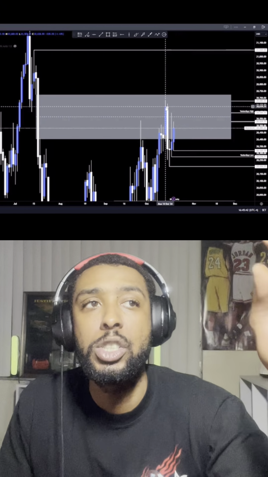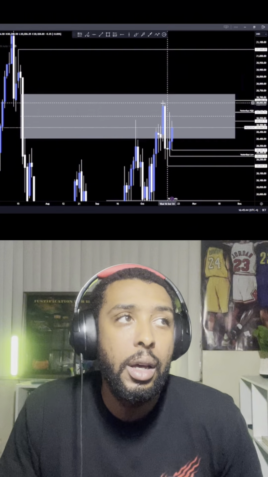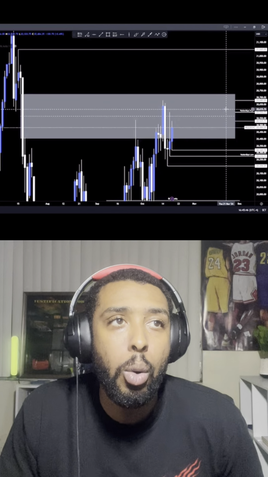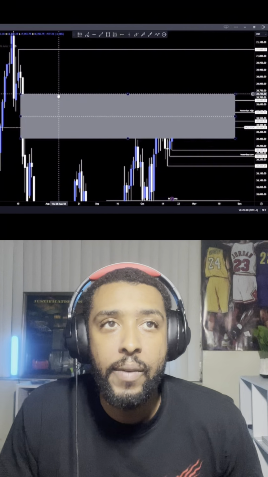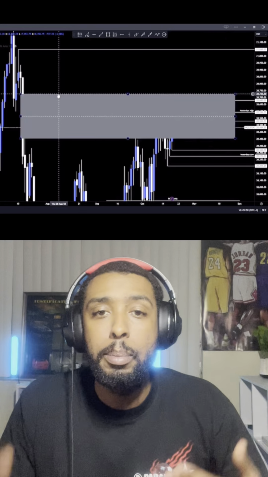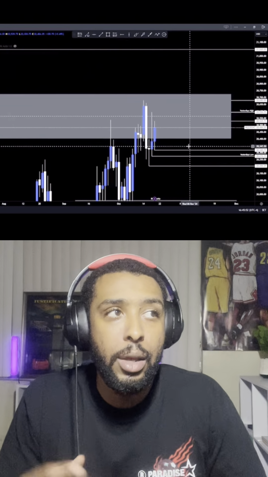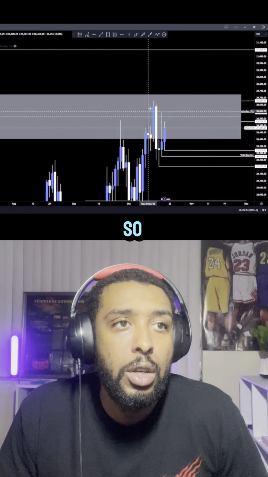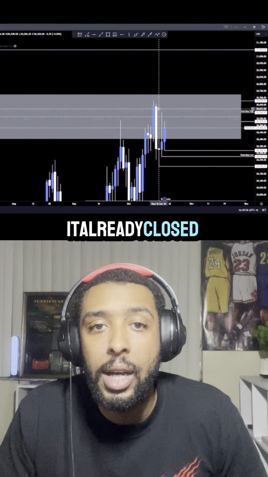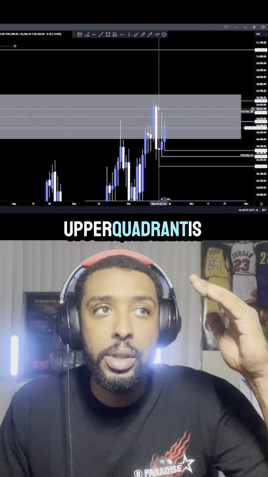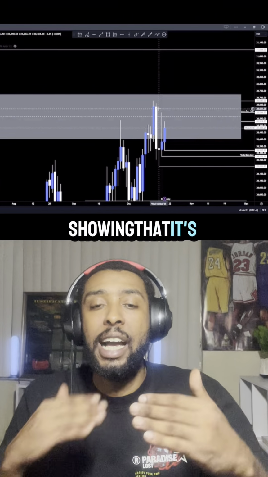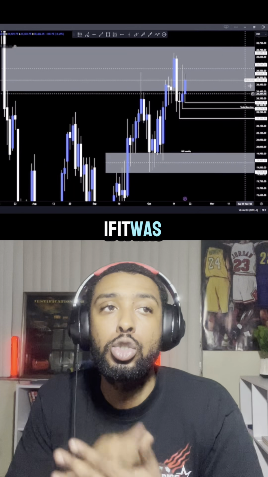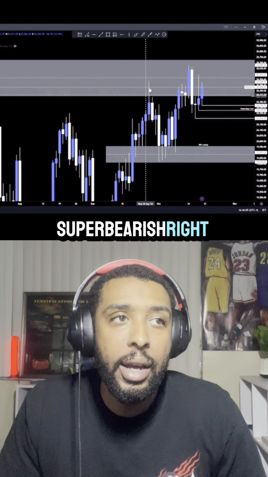Right here, right? This is the daily fair value gap. But what you see here, you see how it's traded in the upper quadrant already? So you see how it's traded in the upper quadrant of this fair value gap, which is a sell side inefficiency, buy side imbalance, which is a bearish fair value gap. Right? So the fact that it already closed above, up in the upper quadrant, is showing that it's not super bearish. Because if it was super bearish, right, it'll do this.